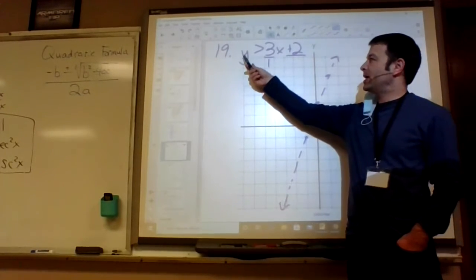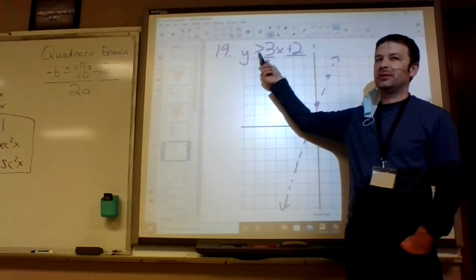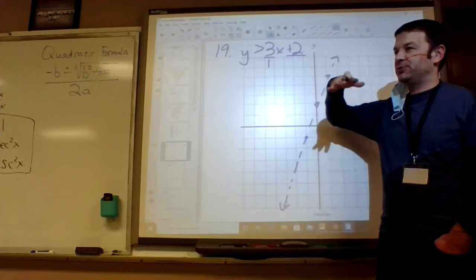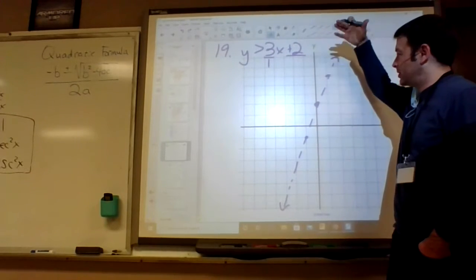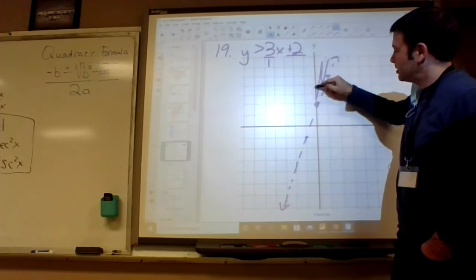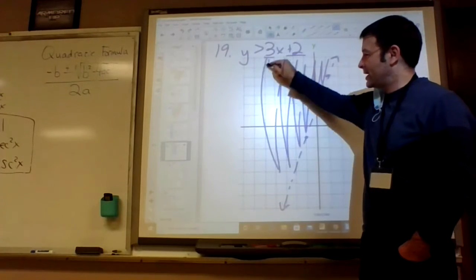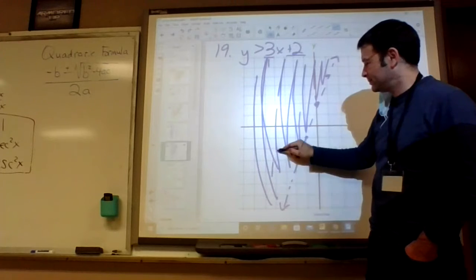Okay, this says y is what? What's that called? Greater than. So I'm going to shade greater than, which goes above the line. Yeah, above. So all this stuff. Just ignore the axes, you go right through them.